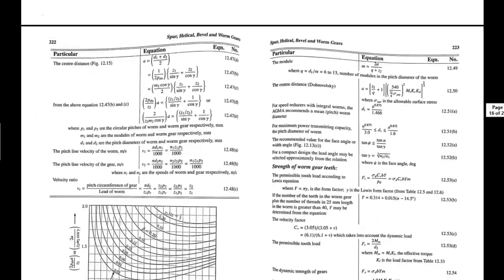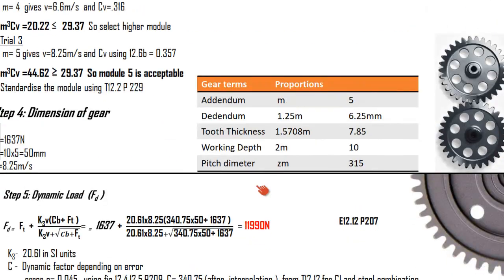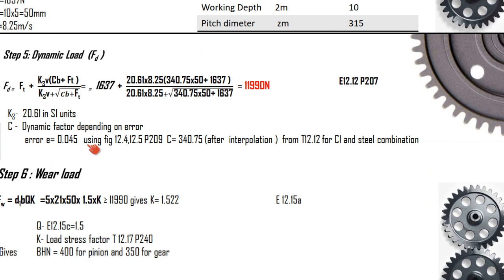So upon substituting all these things, the value we have obtained is what? The error is 0.045 and the value obtained is 340.75 after interpolation. So we have used cast steel combinations, because three combinations are given: cast iron, cast iron steel, and the third one is steel combination. So since the material is directly given in the question, it was easy for us to take the column and corresponding value of C. Upon substituting all these values, we will get the value of FD as 11990.